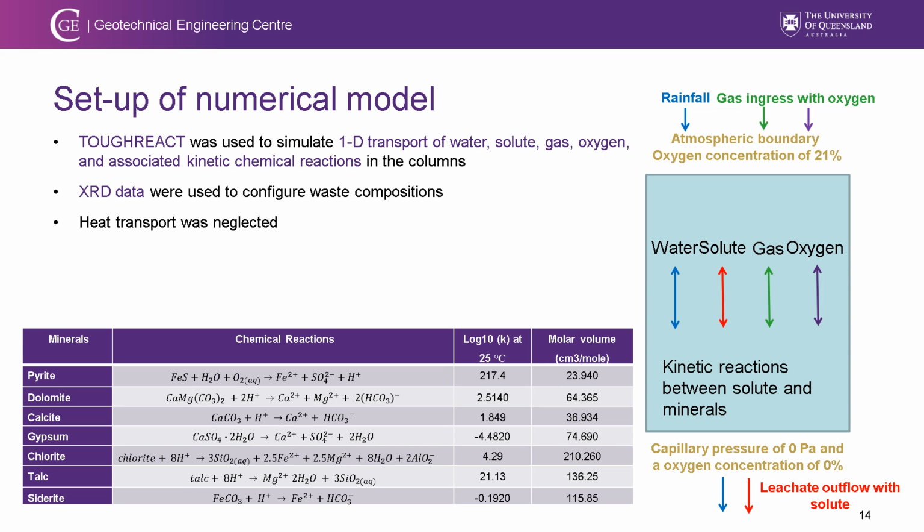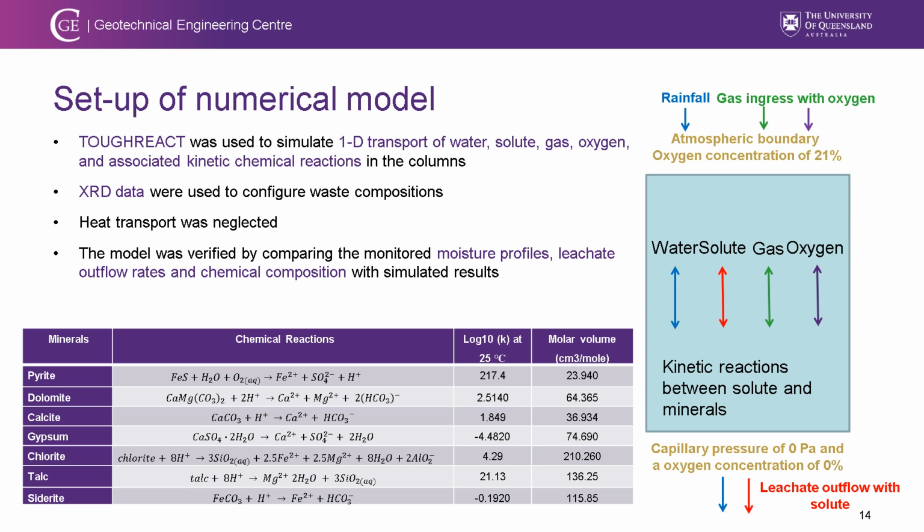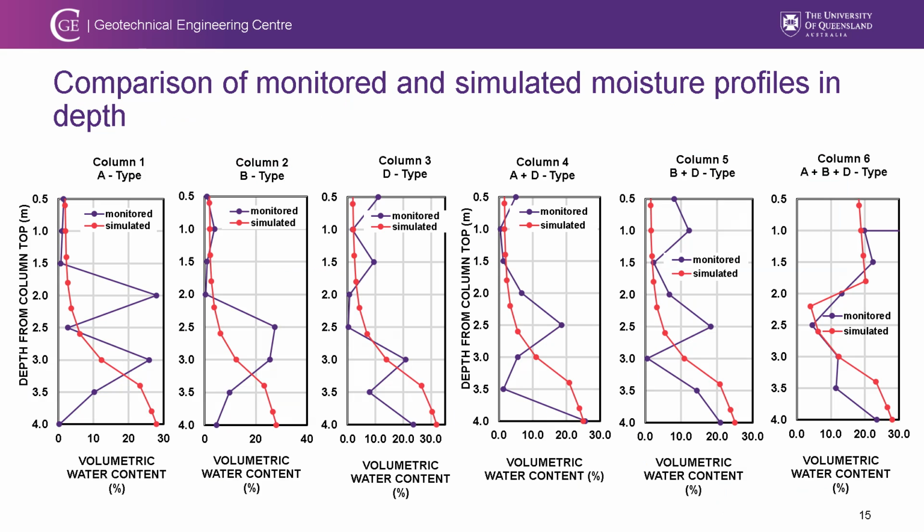Heat transport is neglected because we didn't see a significant increase of temperature induced by the oxidation process. The model was verified by comparing the monitored moisture profile, leachate outflow rates, and chemical compositions with the simulated results. The model will later be used to estimate the water quality over the next few years. Here is the comparison of moisture profile over depth for the 6 columns. The purple one is the steady state moisture profile, and the red ones are the simulated results.